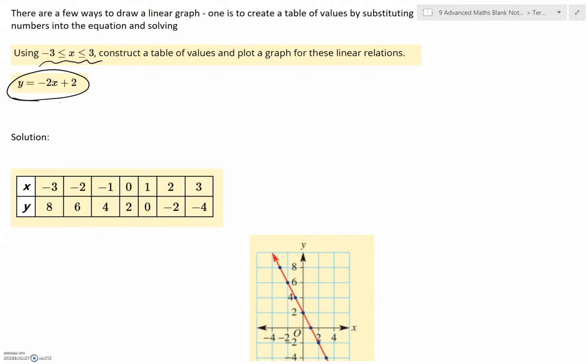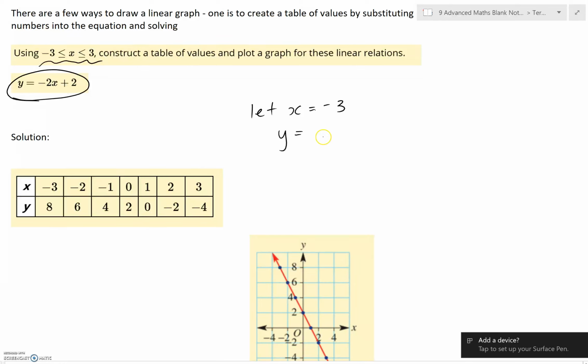So the solution is there, but I thought I would show you where the first one comes from. So, for example, let x equal -3, and we're going to put that into our equation to find a value for y. So it's just substituting, rearranging, solving, exactly what we've already been doing. So our equation is y = -2x + 2, but we're going to put -3 in instead of x to get a value for y.